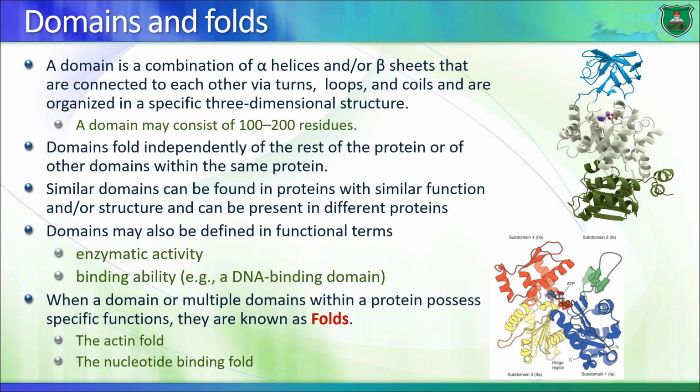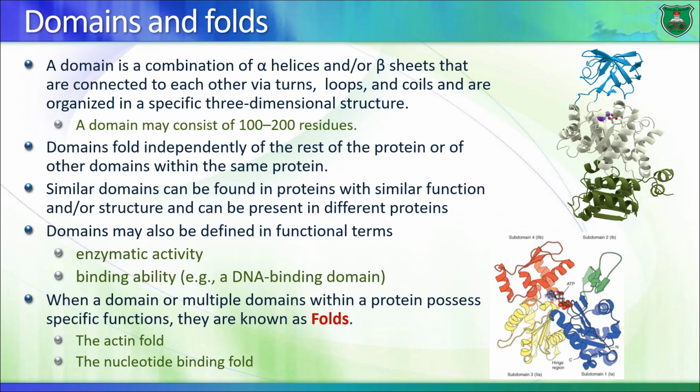Remember we talked about supersecondary structures. And I said that supersecondary structures are basically a three-dimensional structure of a region of a protein, and it is composed of multiple secondary structures, combinations of alpha helices, beta strands, turns, loops, and whatever. Now, domains are another example of a supersecondary structure.